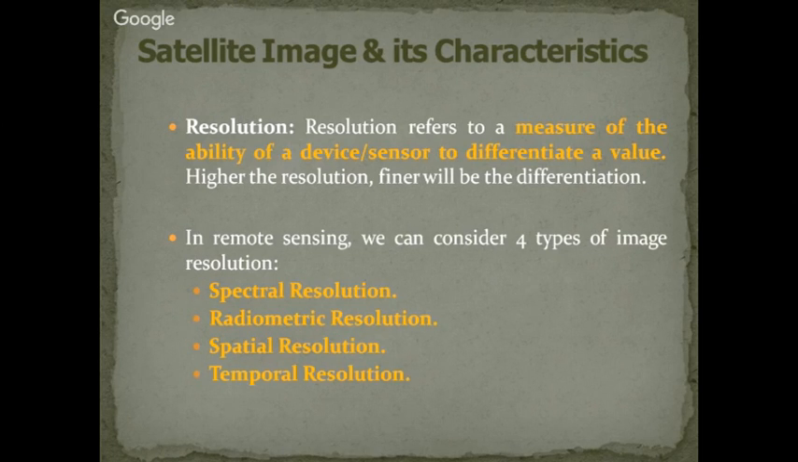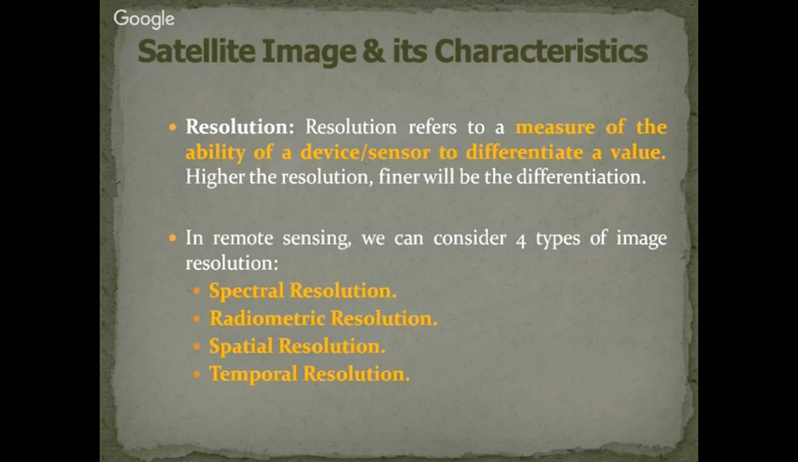Then we have temporal resolution. Temporal resolution refers to the time interval taken to acquire satellite images for the same area. Now, in case of remote sensing satellites, these are near pole to pole orbiting satellites, which means that they rotate from near pole to pole direction.